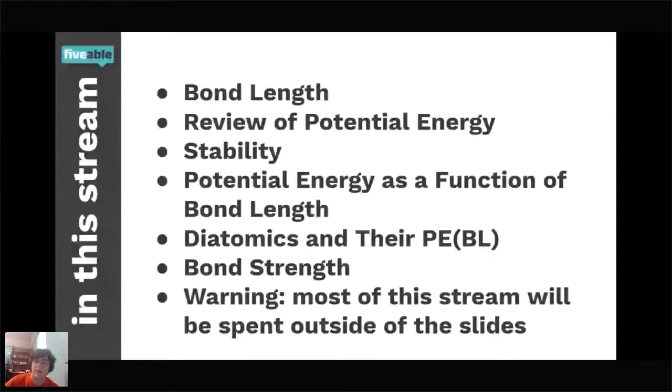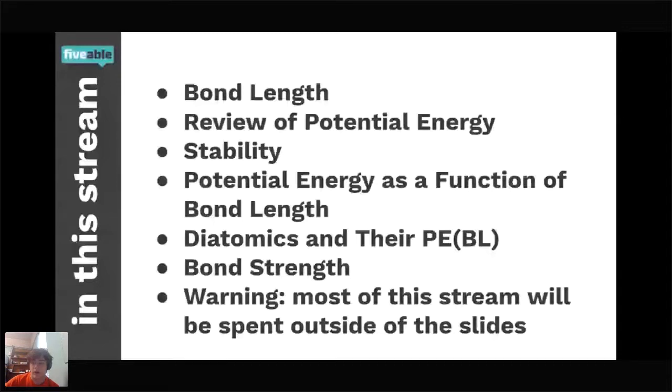We're going to be talking about potential energy as a function of bond length. So each bond length has its own potential energy, and you could sort of see it as a function, kind of like y equals f of x. Like if you have f of x equals 5x squared, that's a really tall parabola. So the potential energy depends on the bond length. We're going to be talking about diatomics and their potential energy as a function of bond length. That's what the PBL means, potential energy as a function of bond length. And bond strength, which is essentially literally the strength of bonds between molecules.